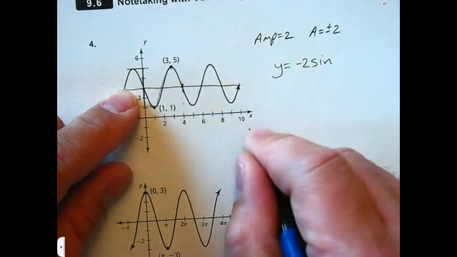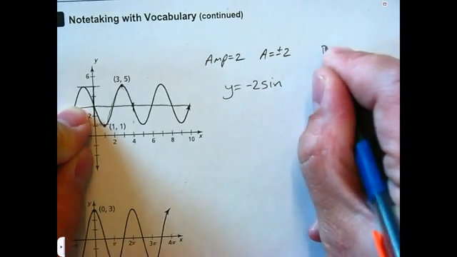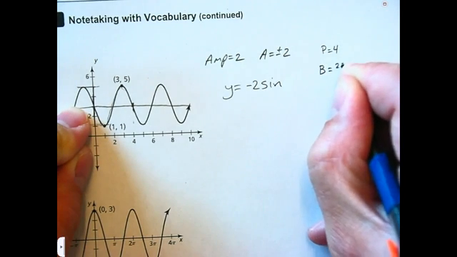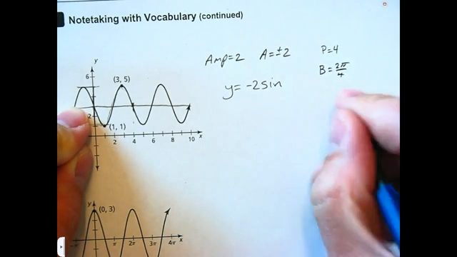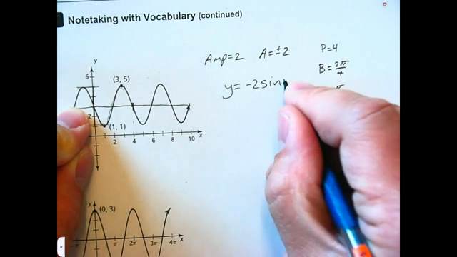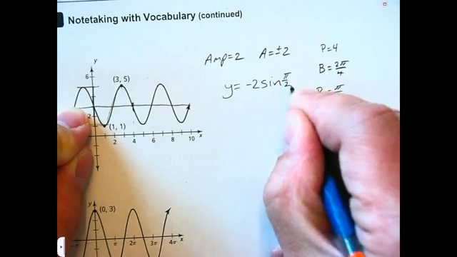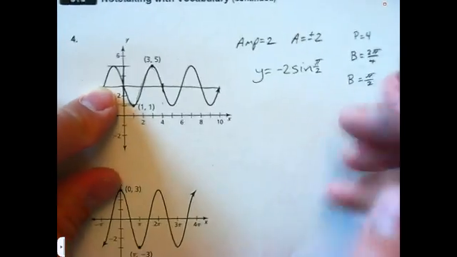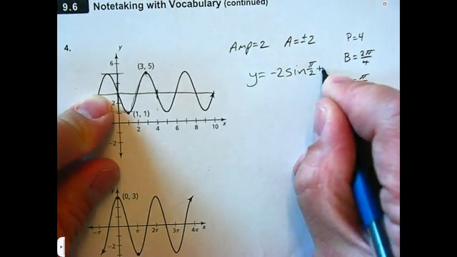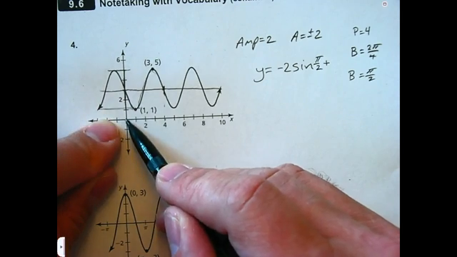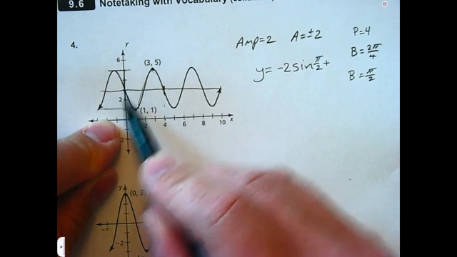So that means a period length is 4. So B is 2 pi over 4, or pi over 2. So we get pi over 2. I don't have a phase shift in this situation. I'm not going horizontally. However, I do have a vertical shift, a vertical translation up 3.